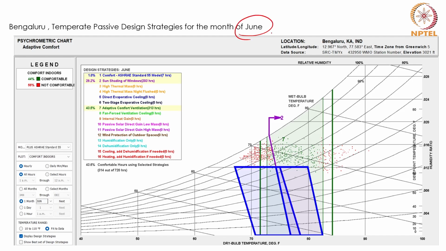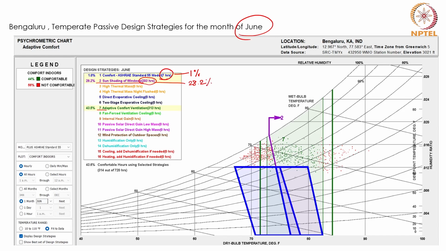Now, let us see what are the passive strategies to be followed in the month of June for Bangalore climate. We see that without any intervention, 7 hours or 1% of the month of June becomes comfortable by itself. Then, if you provide sun shading of windows, then 203 hours of the month of June becomes comfortable, amounting to 28.2% of the month.